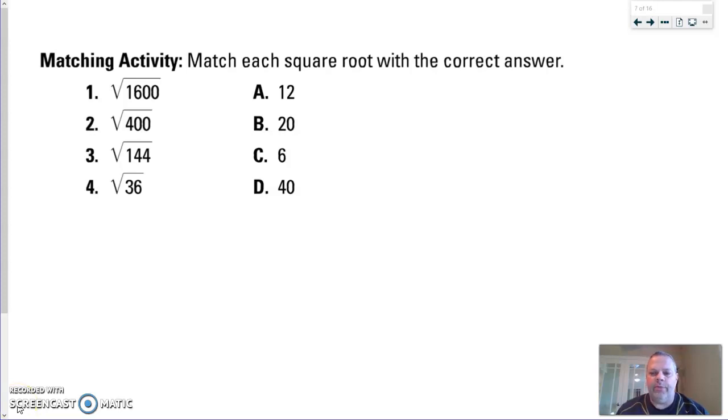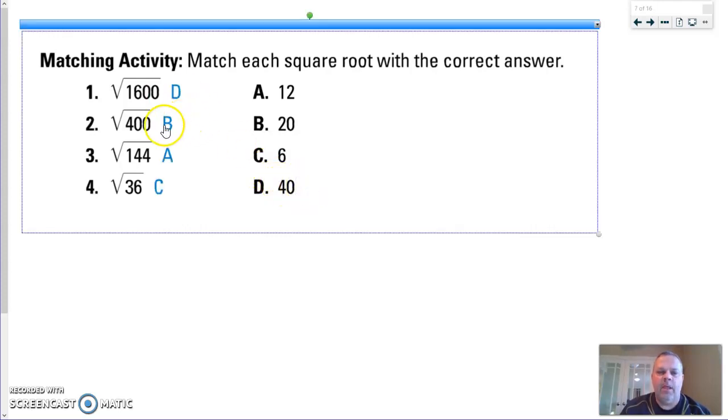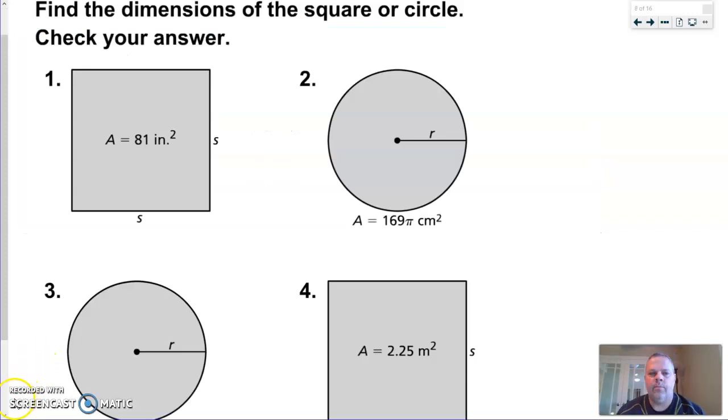Let's see if we can complete this matching activity. Match each square root with the correct answer. Now, you will notice that these are all going to be positive. What times itself will equal 1600? Hopefully you were able to come up with D. What times itself is going to be 400? Hopefully you can come up with 20 times 20. A, 12 times 12 is 144, and C, 6 times 6 is 36.